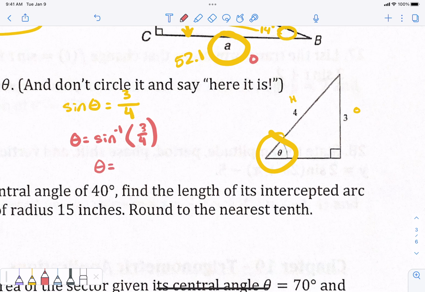Theta is going to be something. 48.6 degrees. Okay, that's perfect.